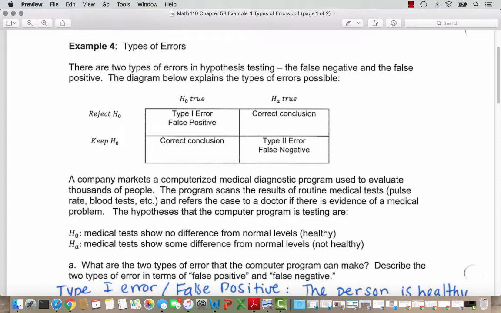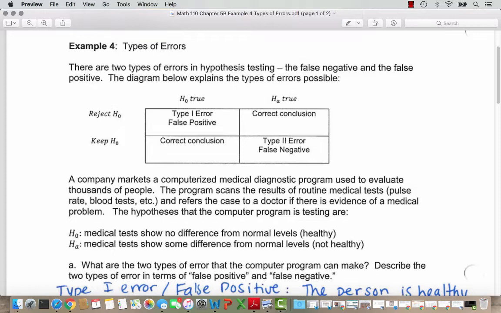So in our columns, we have the two possible truths. The first column corresponds with the null hypothesis being true, and the second column corresponds with the alternative hypothesis being true. In the rows, we have the two conclusions that we could make as investigators. We could reject the null hypothesis, or we could keep the null hypothesis. Keeping the null hypothesis is what we refer to as failing to reject the null hypothesis. We're stuck with it. We don't have enough evidence.